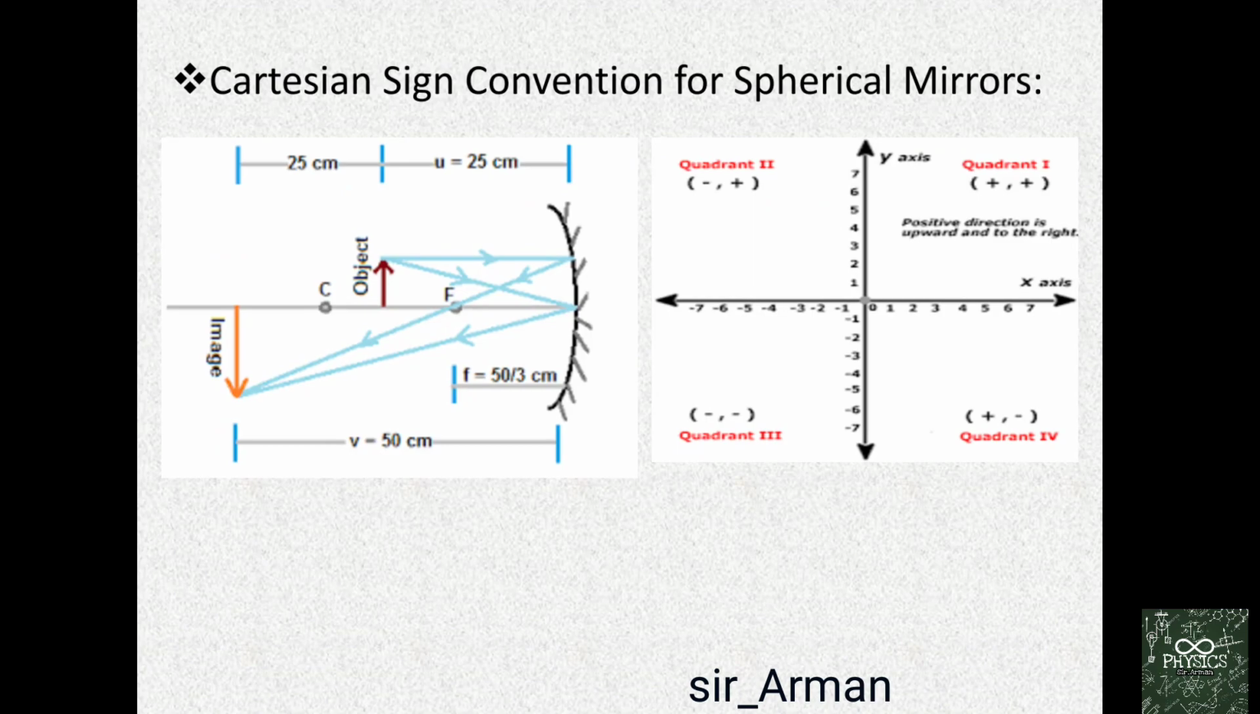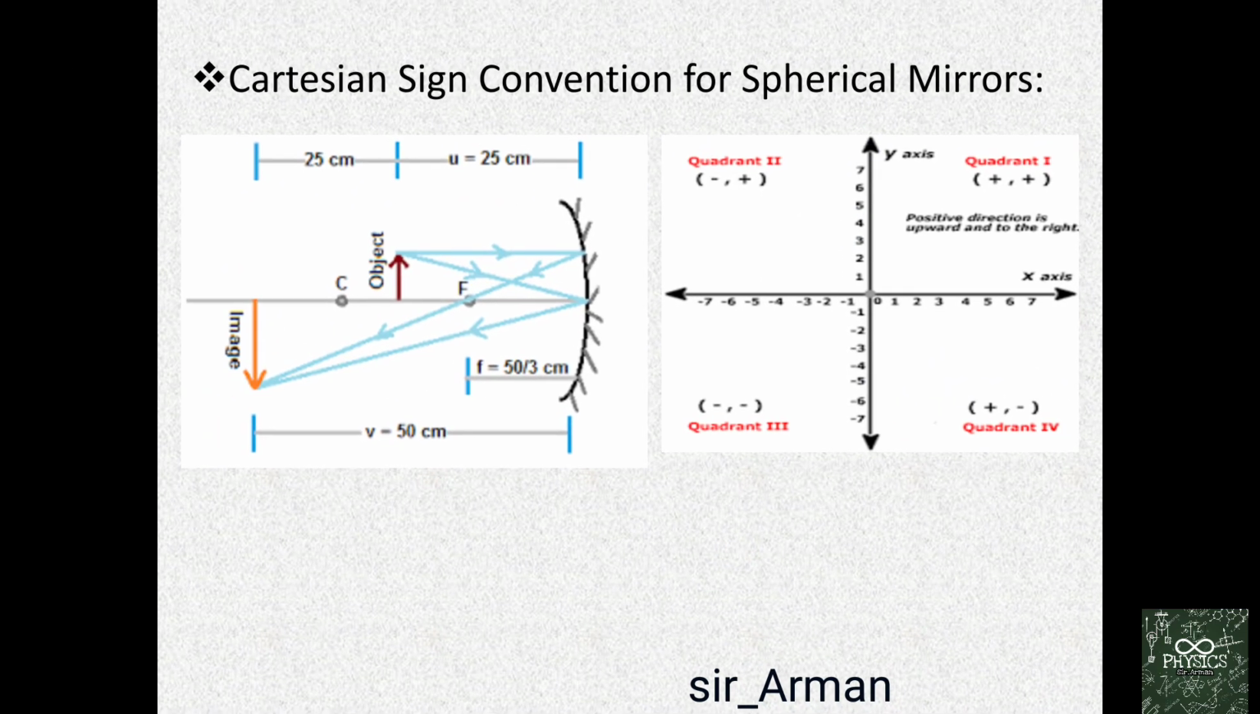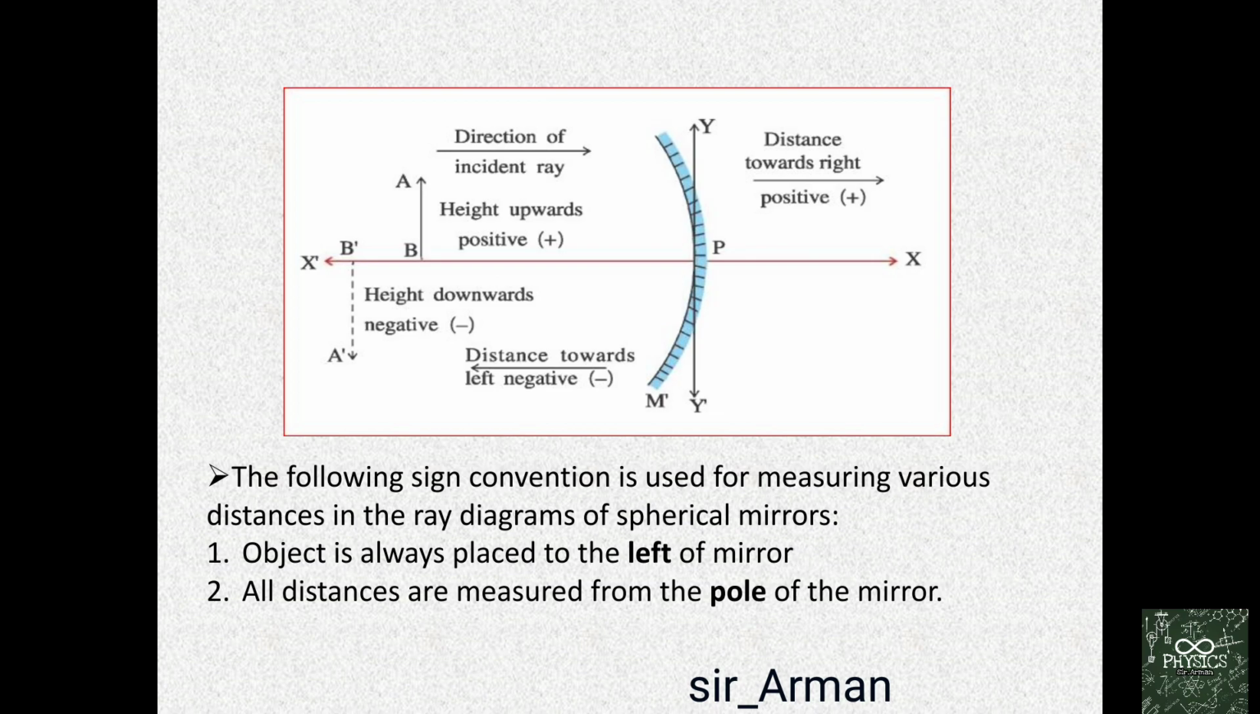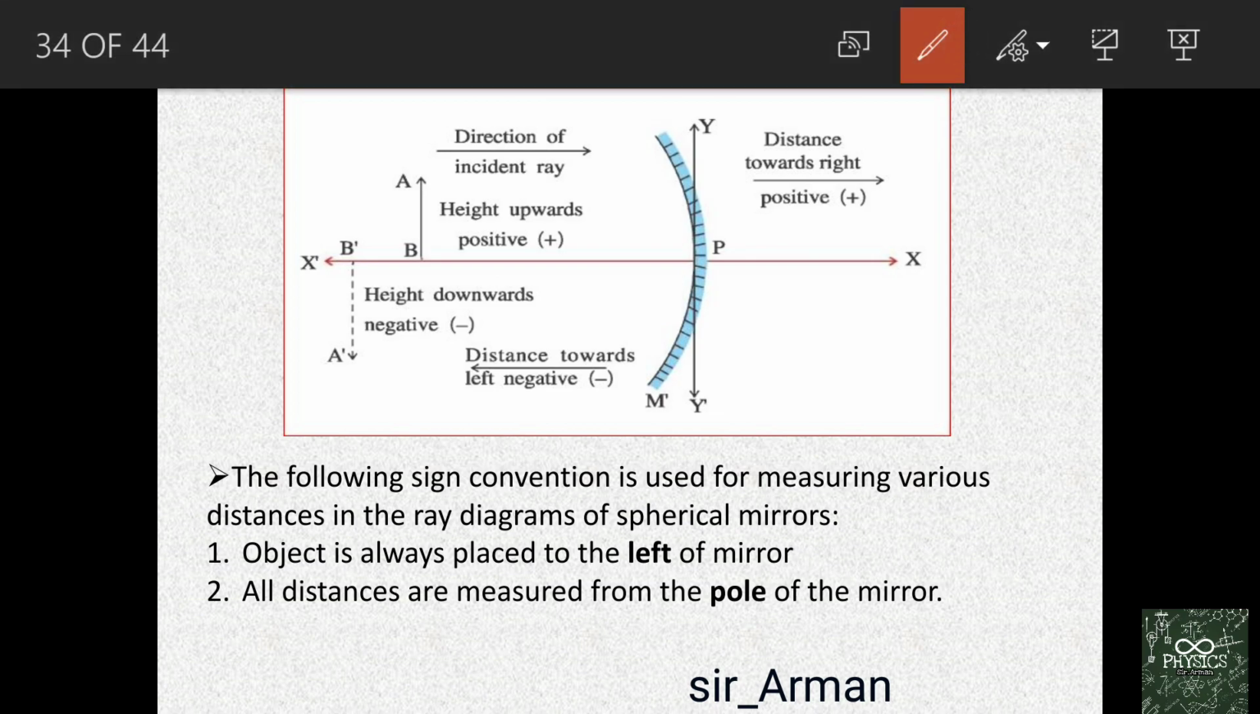So let's see what are the rules, what are the conventions that we have to follow. So here we have a concave mirror. Instead of using a concave mirror, you can also use a convex mirror. The sign convention for both mirrors remains the same. So here we have a concave mirror which is placed at the origin.